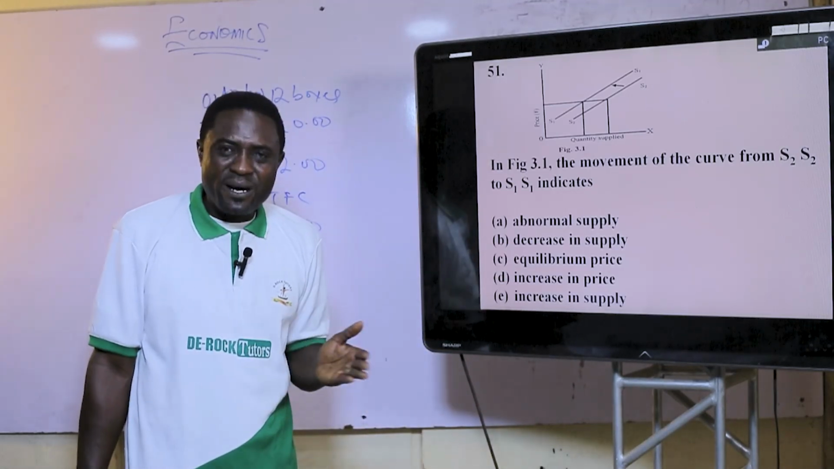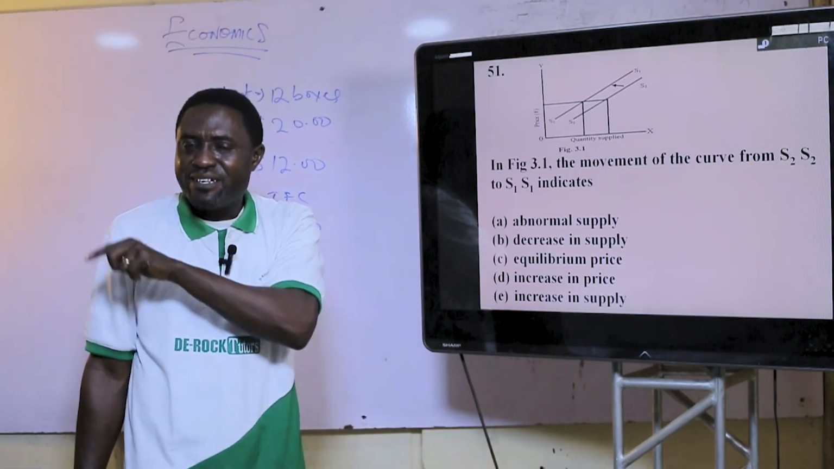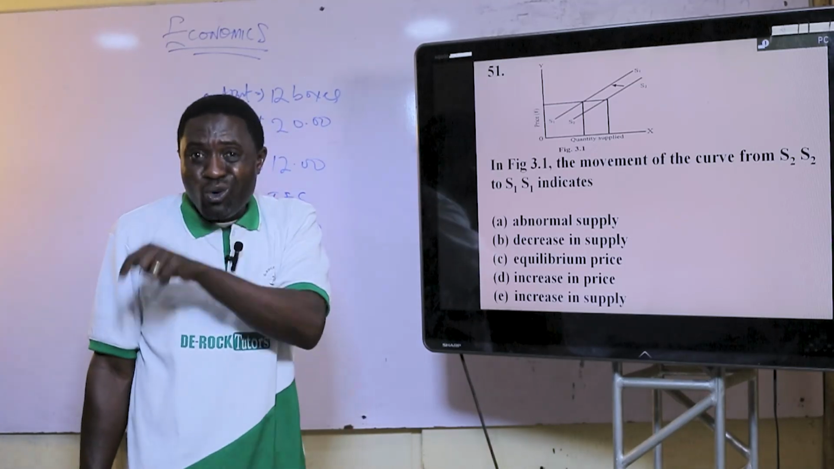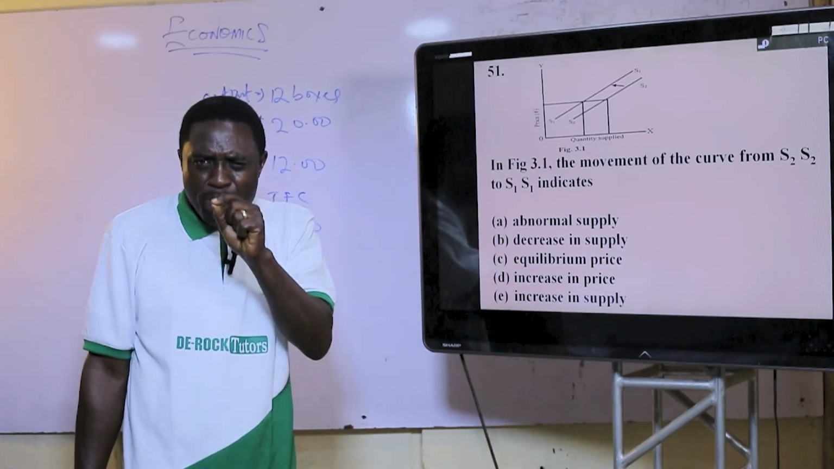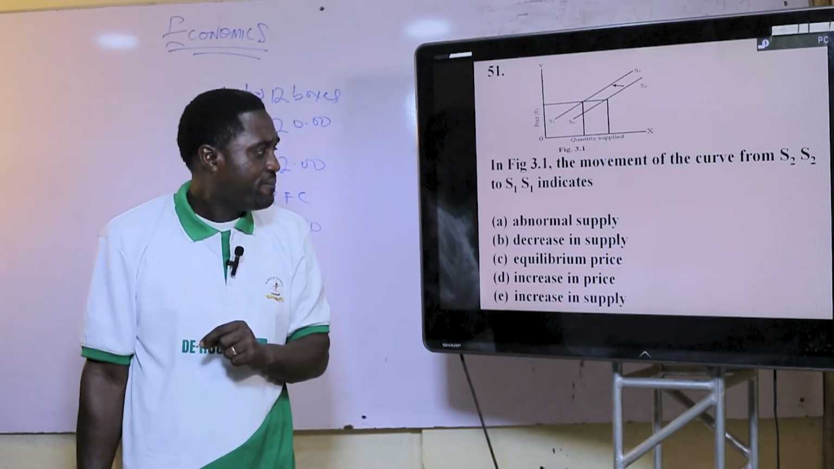Equilibrium price, that's not equilibrium price. Equilibrium price is that price where the quantity supplied equals the quantity demanded. That is equilibrium. At that point is the equilibrium point, at that price is the equilibrium price, and at that quantity is the equilibrium quantity.